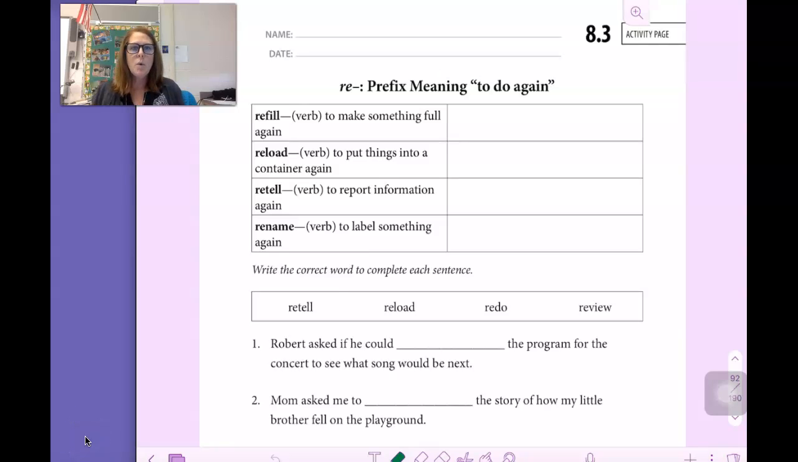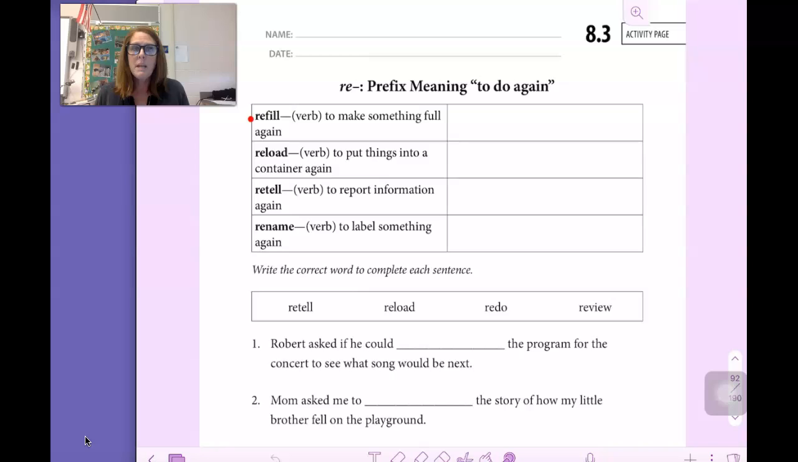Hi, boys and girls. We are working on prefixes re and pre. So I want you to open up your activity book to page 8.3, and we're going to take a look at the words on this first page, re. We're going to look at the prefix re, which means to do again.